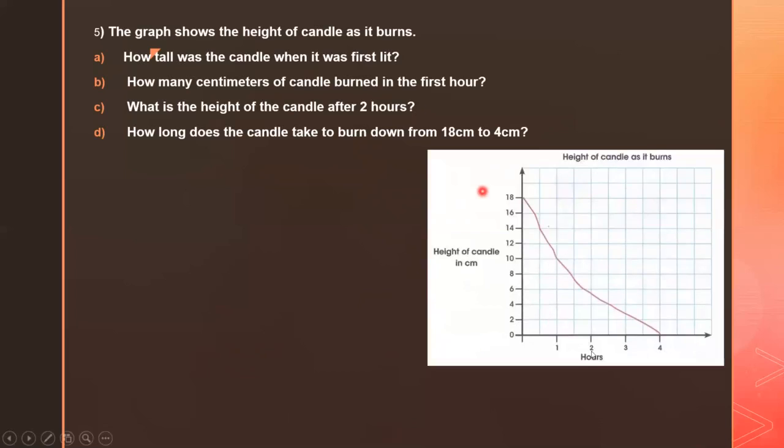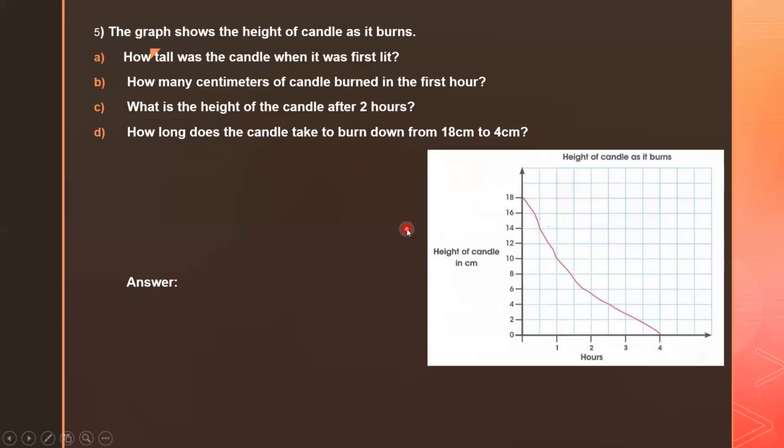And this is the chart which gives you an idea of the height of the candle as it burns. This is the time in hours, and this is the height of the candle. So the candle was 18 centimeter. Then it burns down and reaches the end after 4 hours. So now we have to answer all these questions with the help of this chart.